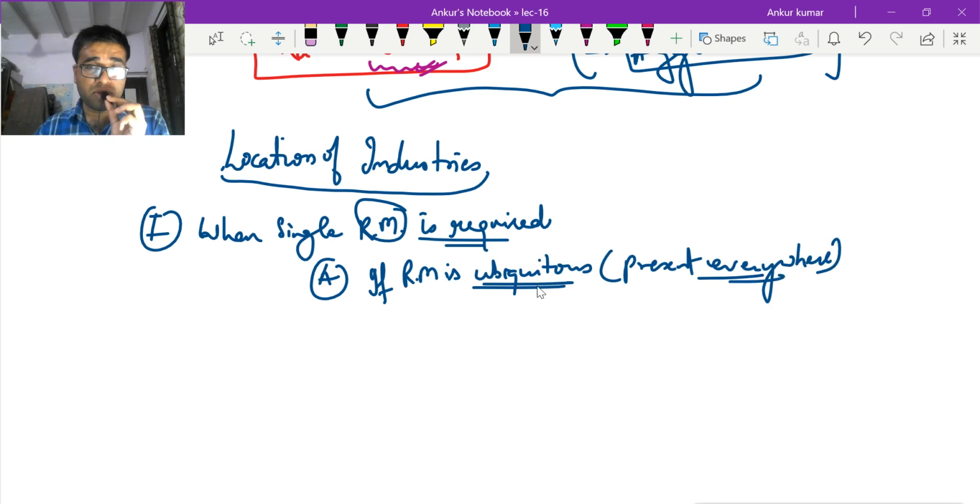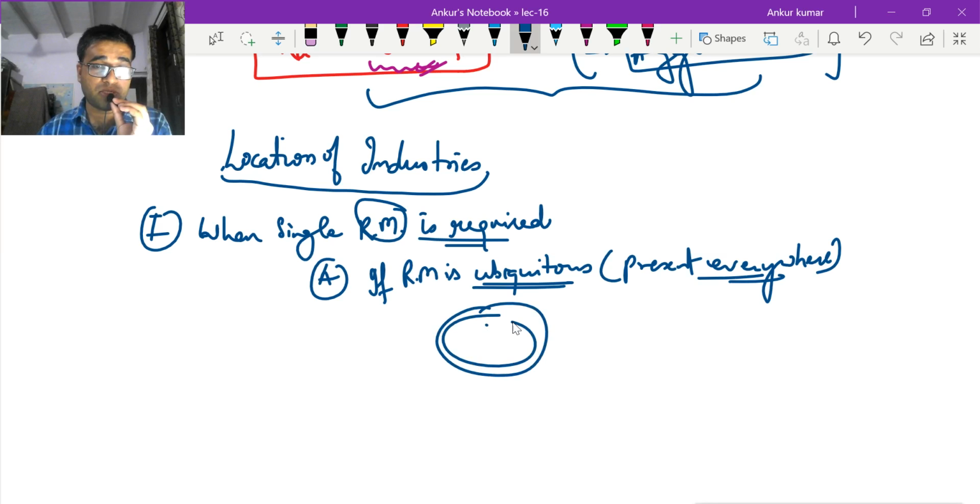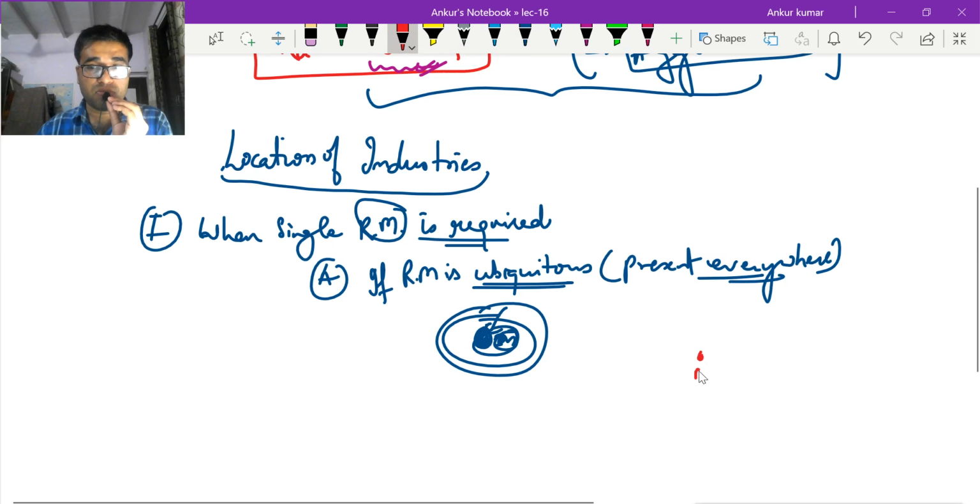Okay. Now in this case, when the raw material is ubiquitous, the industry can be established in the market location or anywhere. But where will we establish the industry? For example, the raw material is present everywhere, but the market is here. This is the location of market. So obviously we will try to establish the industry near the market, because the raw material is present everywhere, and what we want to minimize is the transportation cost of the finished product. For example, this is the market.